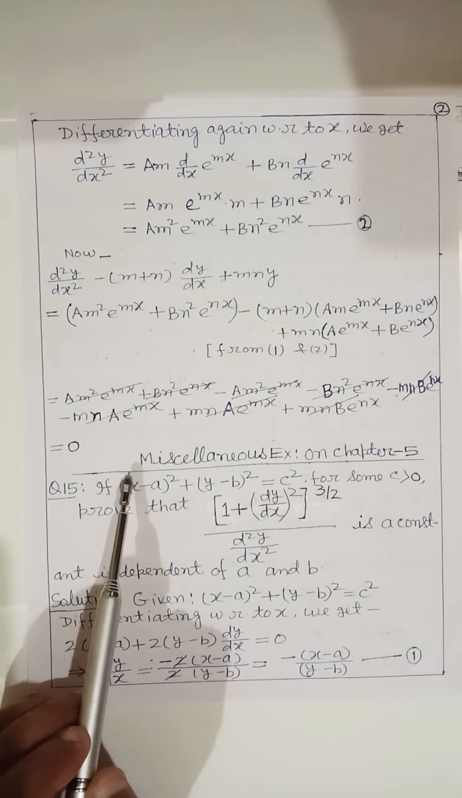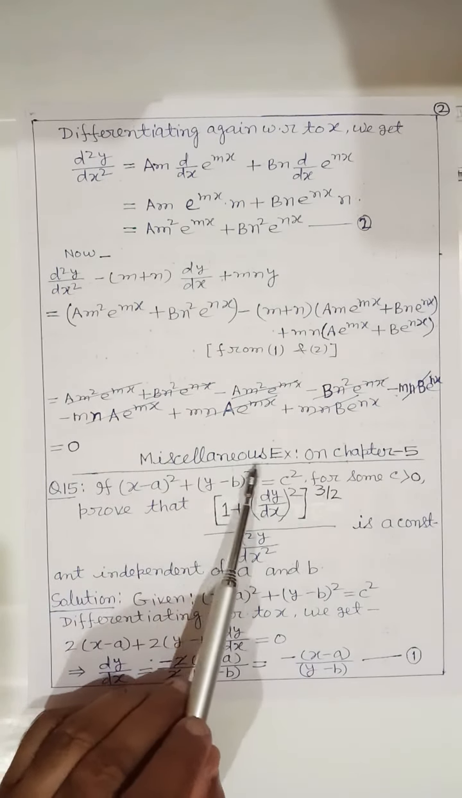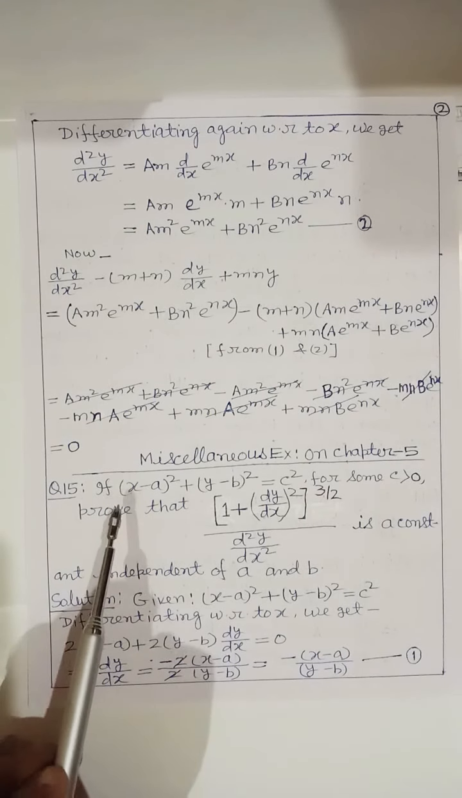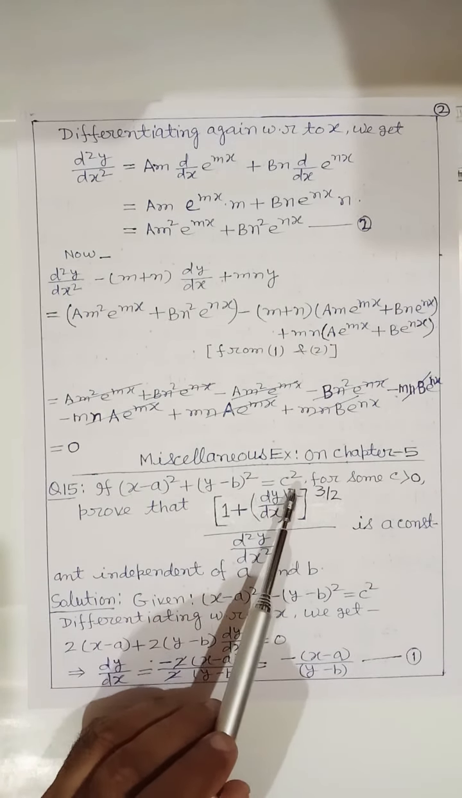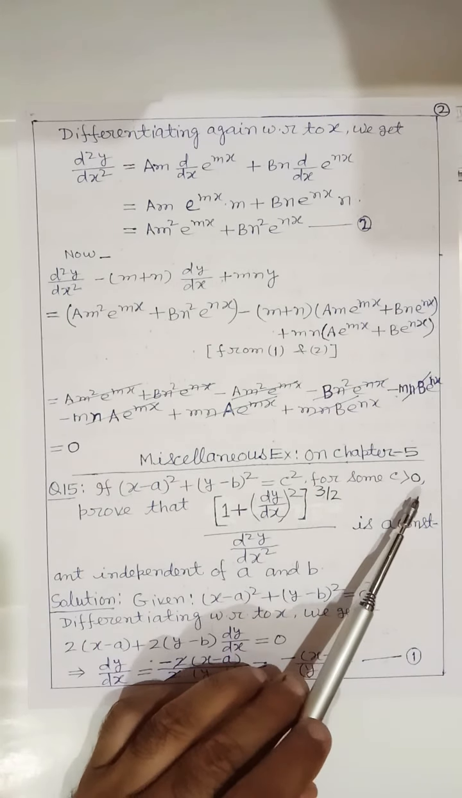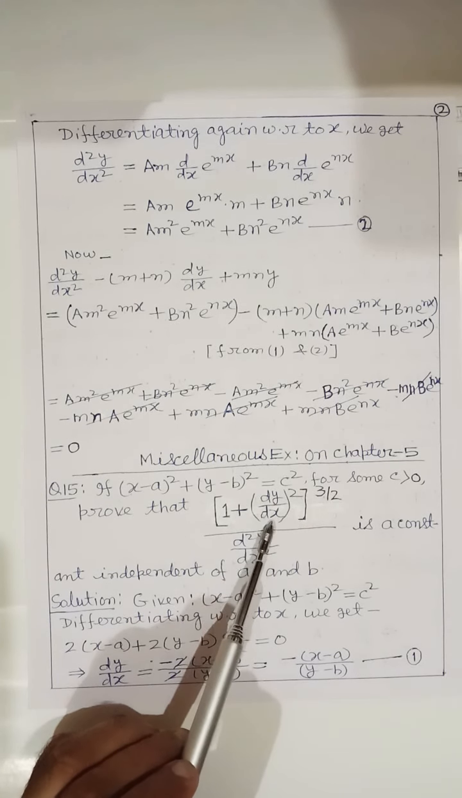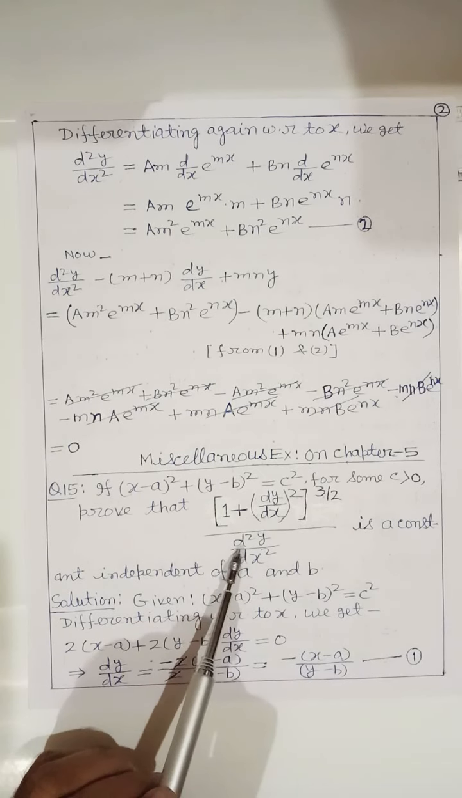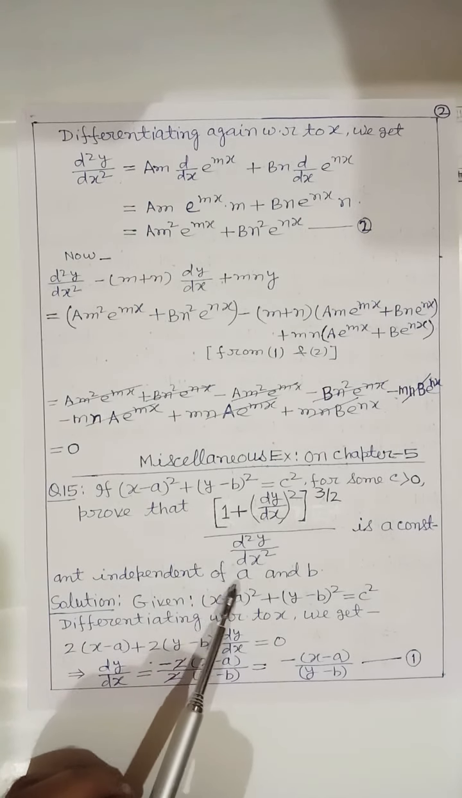Now we will discuss the solution of one more question related to miscellaneous exercise on chapter 5. Question number 15. If (x minus a) whole square plus (y minus b) whole square equal to c square for some c greater than 0, prove that (1 plus (dy by dx) square) to the whole 3 by 2 by d2y by dx square is a constant independent of a and b.